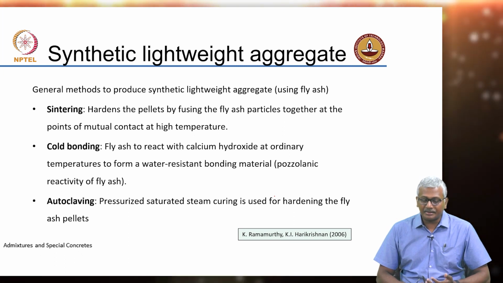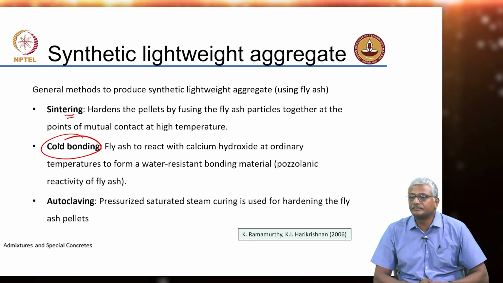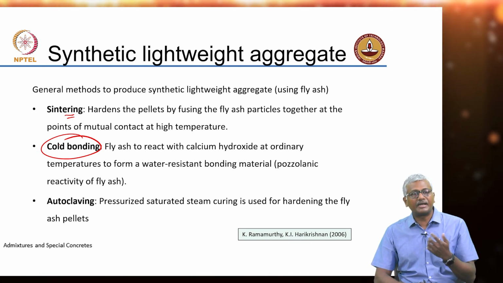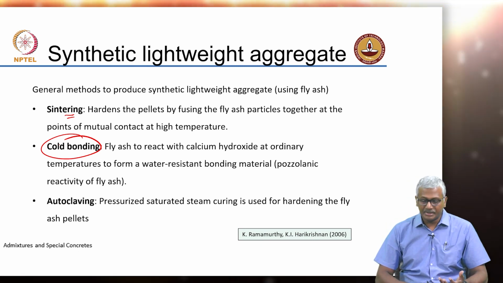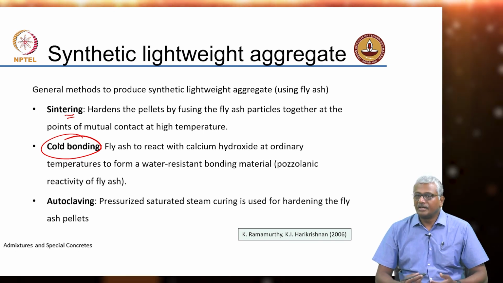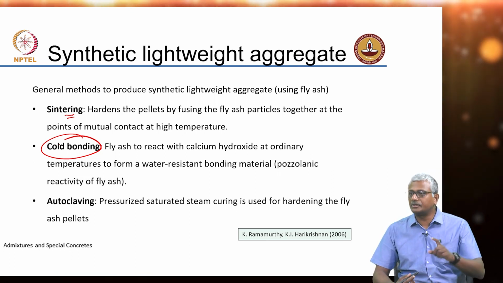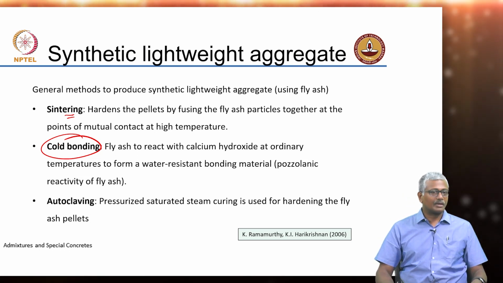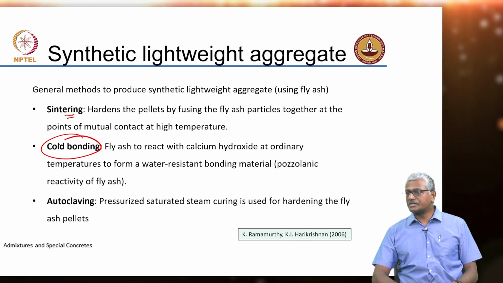Now, fly ash aggregates can, of course, as I said, you can form by sintering. You can also form the same by cold bonding. Now, what is cold bonding? If the fly ash is reactive, extremely reactive, it can react with calcium hydroxide at ordinary temperatures to form CSH, right, because fly ash is after all reactive silica. If it is highly reactive, it can react as well. You can make a mix with calcium hydroxide, do the pelletization with calcium hydroxide and just cure the material, that will also form hardened aggregate because of the reaction of fly ash with calcium hydroxide.